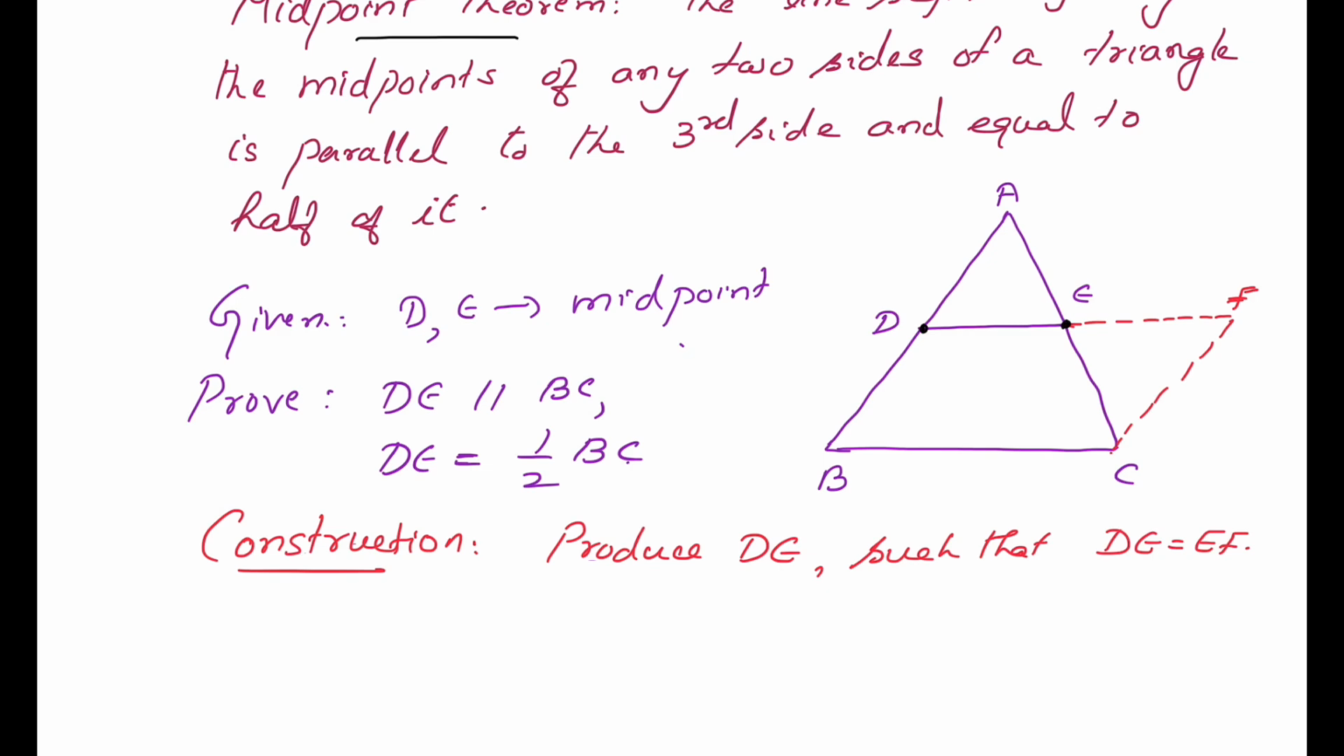For this we have to do some construction, that is, we have to produce DE such that DE is equal to EF. These two are equal. Now, D is the midpoint, so these two are equal, and E is also a midpoint, so these are equal. Now we will consider this triangle and this one: triangle ADE and triangle FEC.